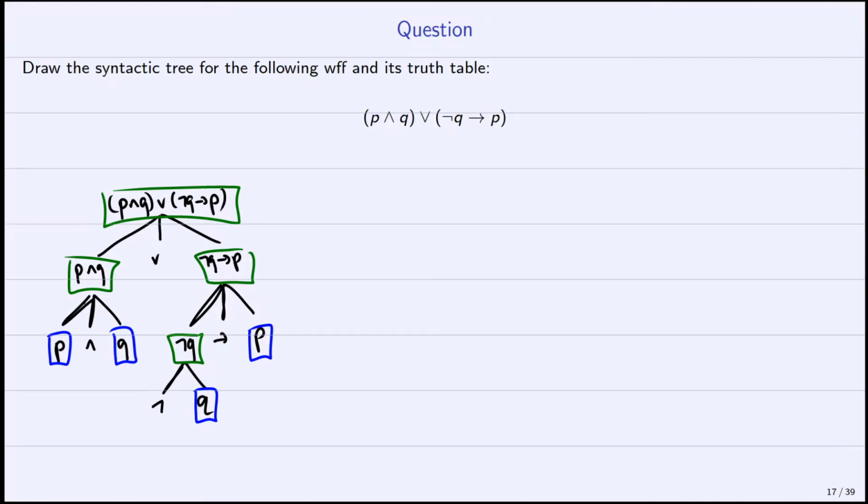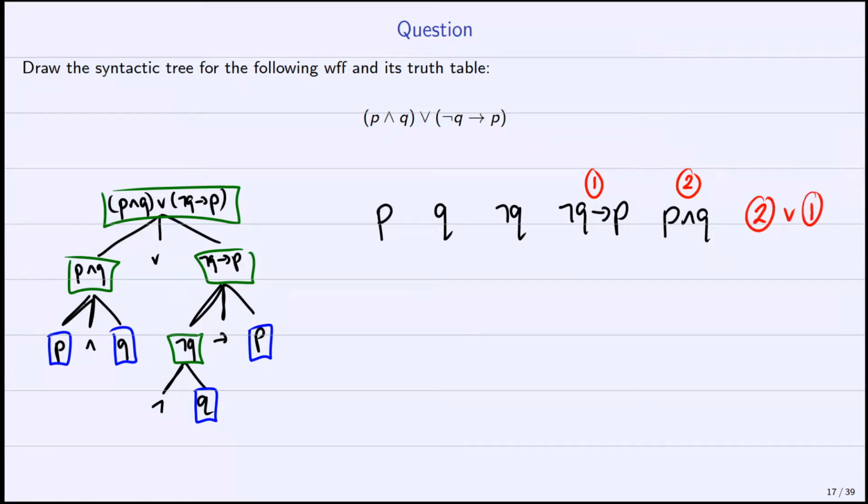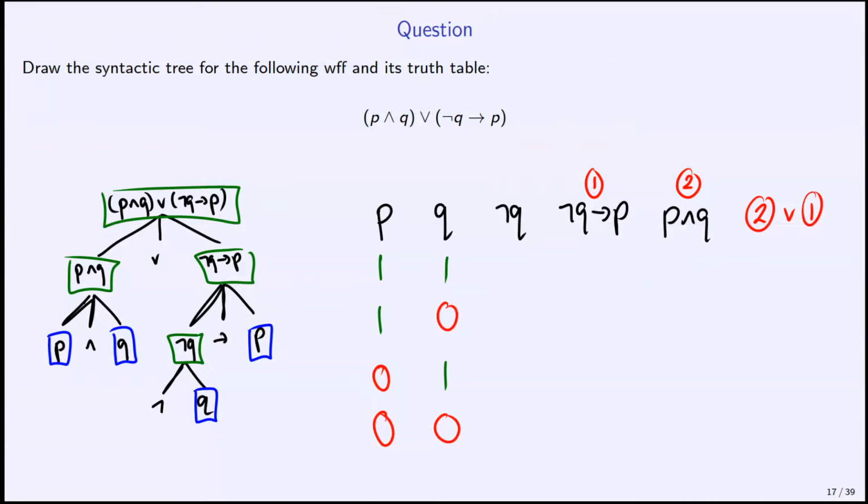And I'm going to do some behind the scenes stuff to set this up to make it look a little bit nicer. So I need a column for P. I need a column for Q. I need a column for not Q. I need a column for not Q arrow P. I need a column for P and Q. And I'm going to abbreviate things a little bit by calling that 1 and 2, and then making a column for 2 or 1. So that's just a little shortcut for what we did. And then I'm going to set up this truth table. So 1, 1, 0, 0 for P, and 1, 0, 1, 0 for Q, and now I'm going to take away the lines. Okay.